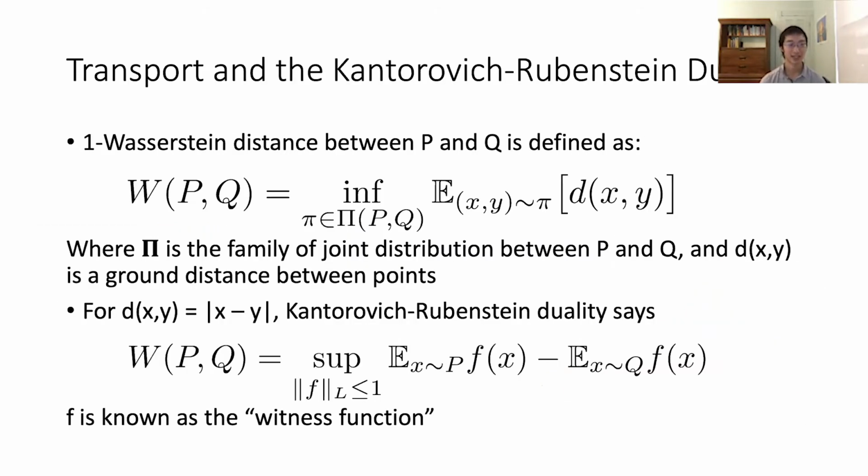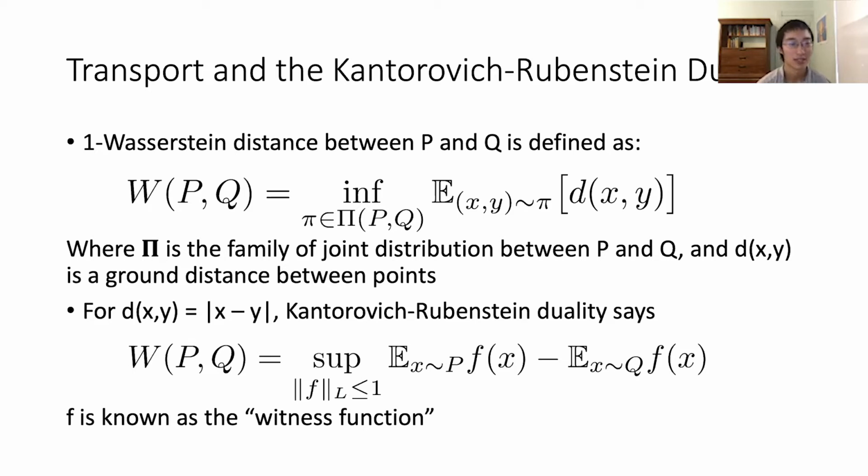Getting into this, just a little bit about optimal transport and the Kantorovich-Rubinstein duality. So the one Wasserstein distance between two distributions, P and Q, is defined as the infimum over the joint distributions that minimizes the total expected distance. And so this can be thought of as P as piles of dirt and Q as holes in the ground, where we're trying to map which piles of dirt go into which holes.